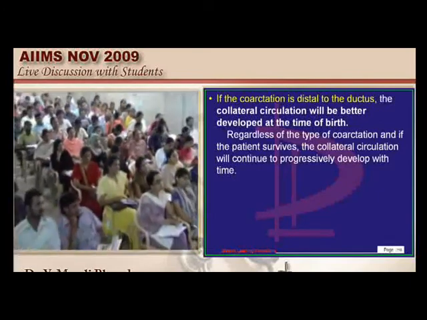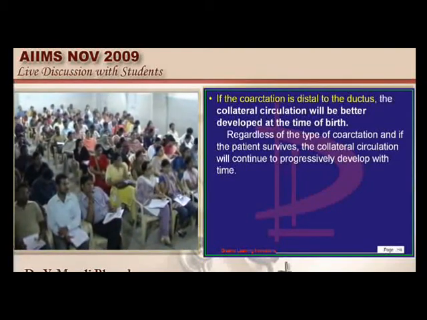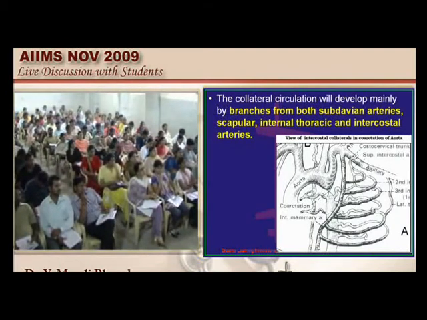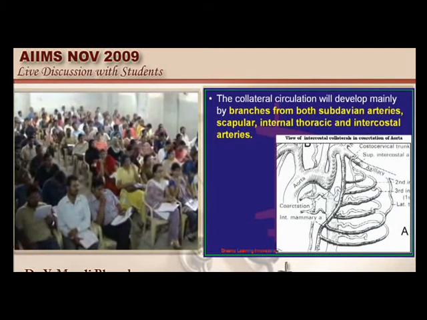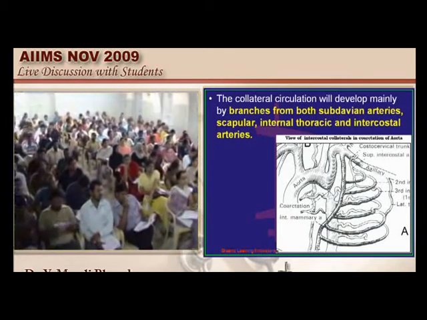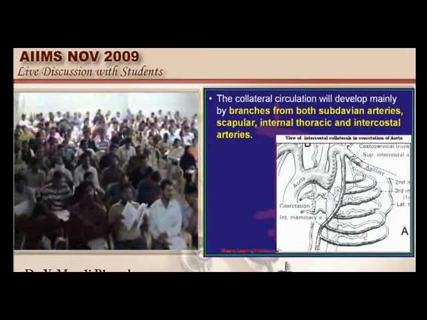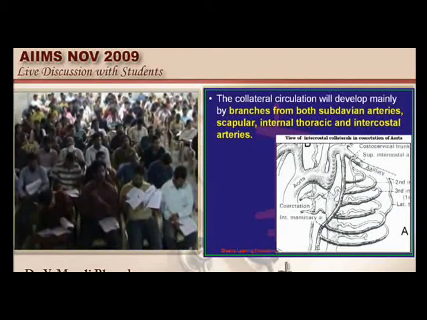Now the question comes, what is the source of collaterals? How will it bypass that coarctation and still be able to supply blood to the lower part of the body? The collaterals are provided by the subclavian arteries: the scapular artery, internal thoracic artery and the intercostal arteries are the contributors for the collaterals. There is no contribution coming from the vertebral artery, which becomes the answer.